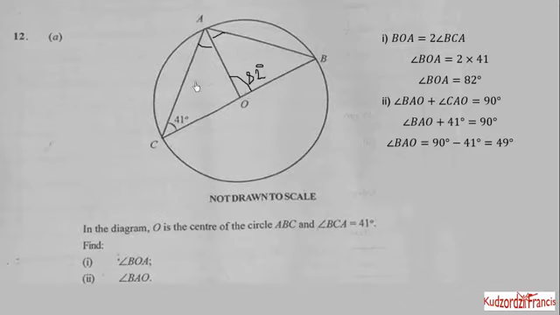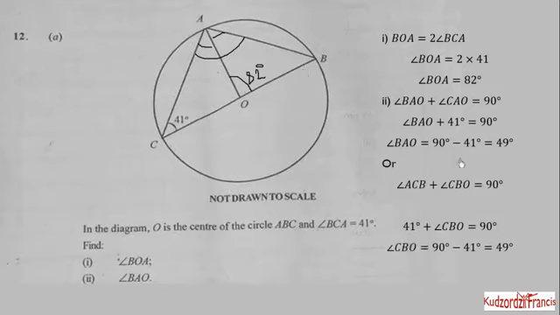If you don't want to do it that way, you know that this angle here is 90 degrees already. So what you can do is add this, and that will give you 90. And if you do that, you get angle CBO to be equal to 49 degrees. But base angles of an isosceles triangle are equal, so that will give you 49. We have different ways you can go about it.